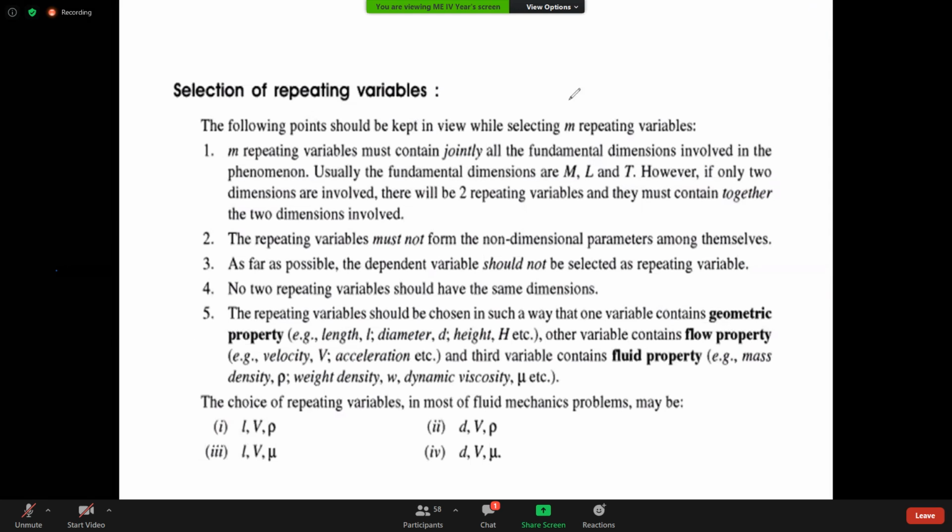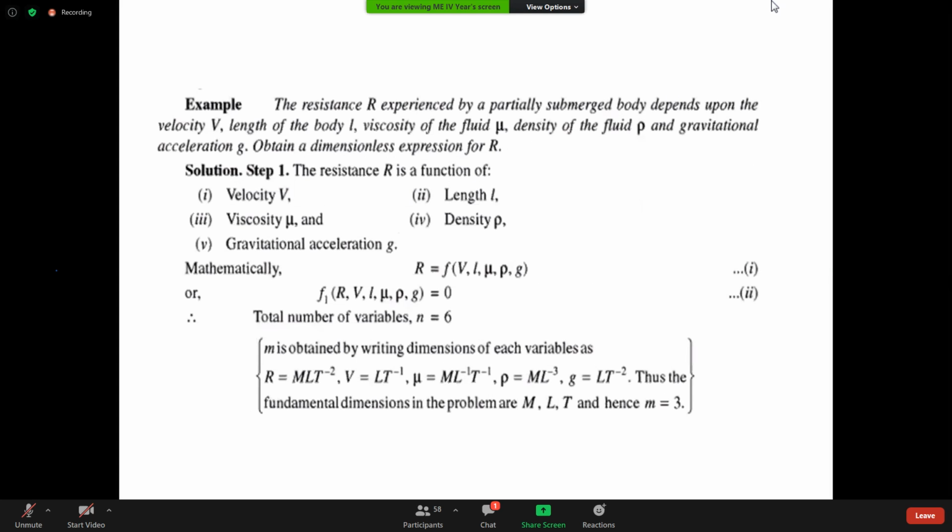So these are the repeating variables. The rule for the repeating variables: it must be a geometric property, it must be a flow property, it must be a fluid property. Right? So you have undergone this in your fluid mechanics, right? You must have these basics. Right, so let us see a numerical.